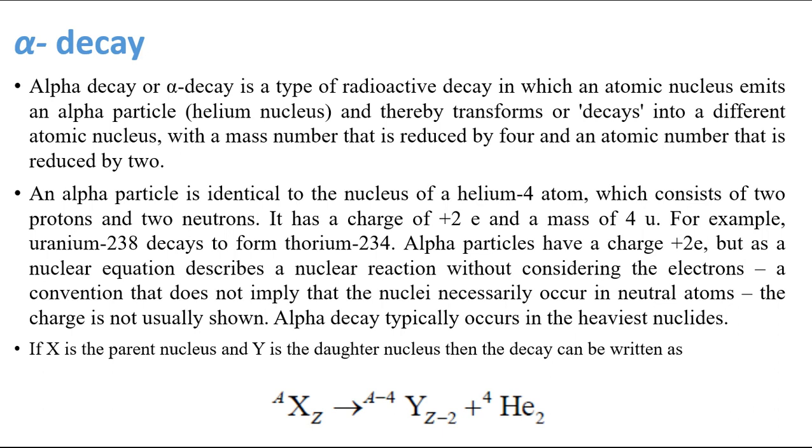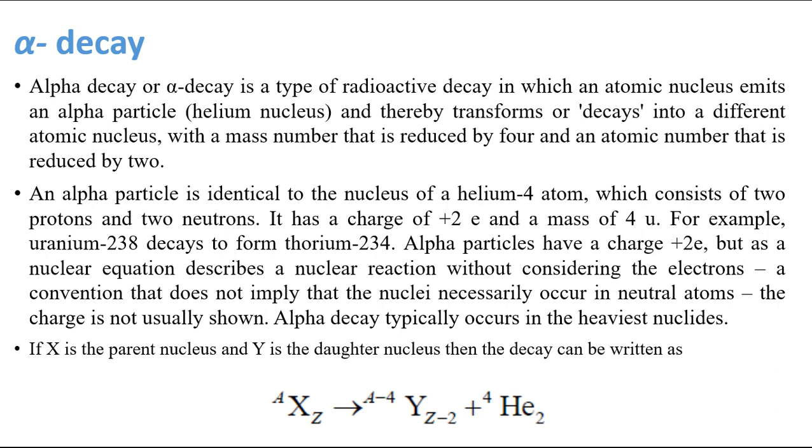Alpha decay is the type of radioactive decay in which we get an alpha particle as an emitter and a daughter nucleus. The mass number of the daughter nucleus is reduced by 4, the atomic number is reduced by 2, and the neutron number is also reduced by 2, because the helium particle, the alpha particle, has 4 nucleons, of which 2 are protons and 2 are neutrons.